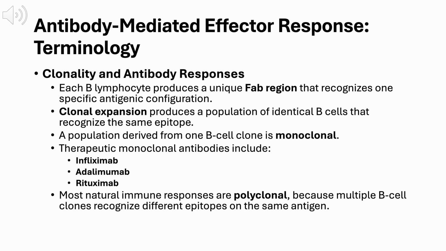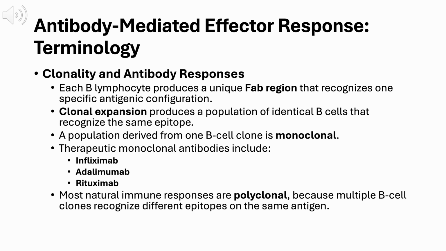Now, some terminology that shows up constantly in the biologics era. Each individual B lymphocyte produces a unique Fab region, recognizing one specific antigenic configuration, one cell, one specificity. When that cell undergoes clonal expansion, it yields a population of identical B cells, all recognizing the same epitope. A population derived from a single B cell clone is, by definition, monoclonal. This is exactly the principle behind therapeutic monoclonal antibodies, engineered uniform antibodies against a single target. And you'll recognize the examples: infliximab, adalimumab, and rituximab, all workhorses in ocular inflammatory disease.